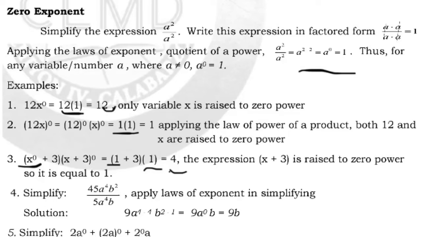So the expression x plus 3 is raised to the 0 power, so it is equal to 1. So x to the power of 0 plus 3 times the quantity of x plus 3 to the power of 0 is equal to 4.